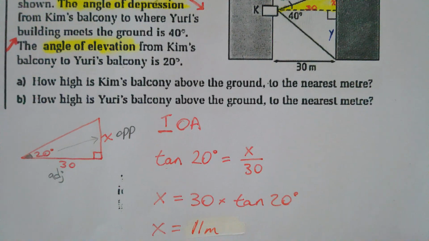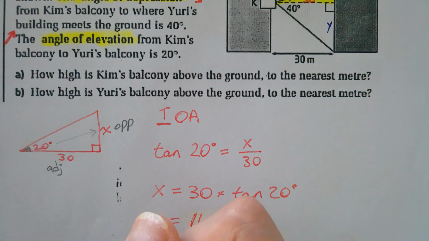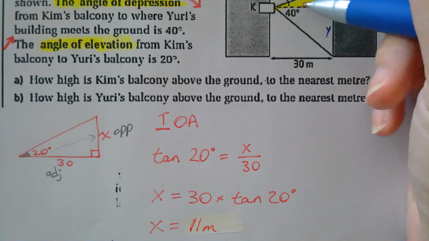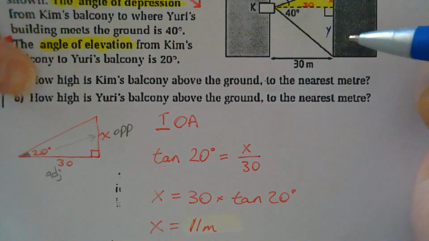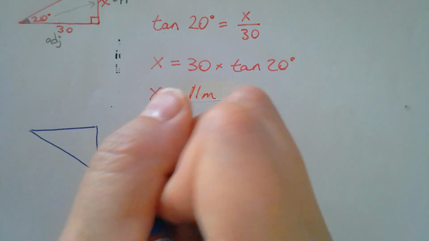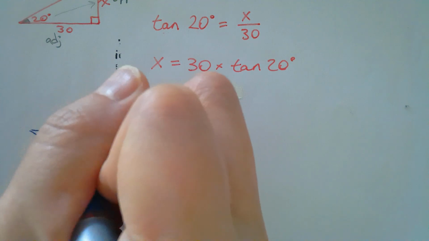Okay, so now looking at the bottom triangle right here, again, same thing, but now I'm using the 40 degree. So I'm just going to redraw this. Okay, so again, this is still 30. So 30 on the top, 40, and then I'm looking for this side now. So Y, 40 degrees. This is 30.